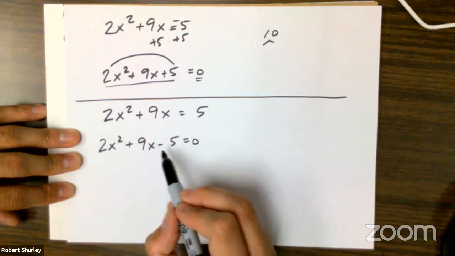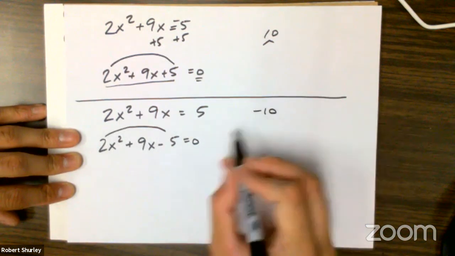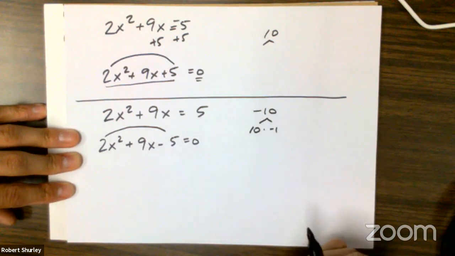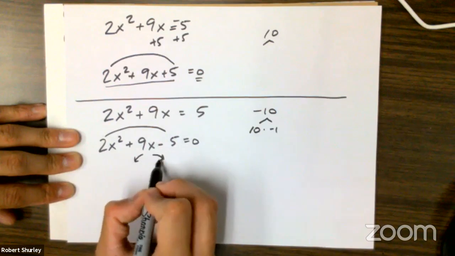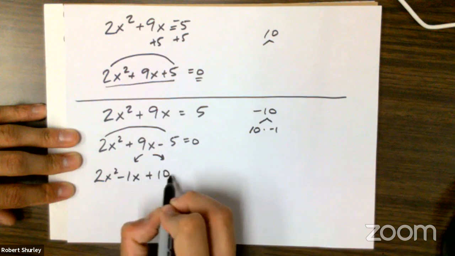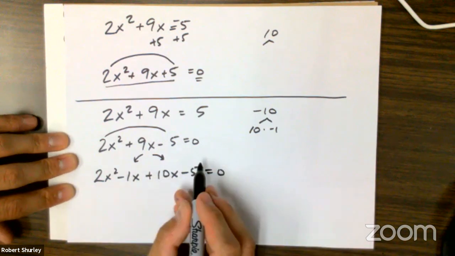Set one side equal to 0, move the 5 over. Now I'm going to do the AC method again. I get negative 10. Now with negative 10, I can get a positive 9. It's 10 times negative 1, right? I'm going to break apart the 9x. So I get 2x squared minus 1x plus 10x minus 5 equals 0. And then just do factor by grouping.